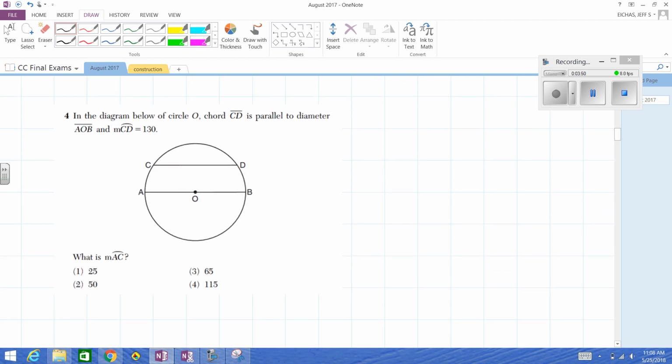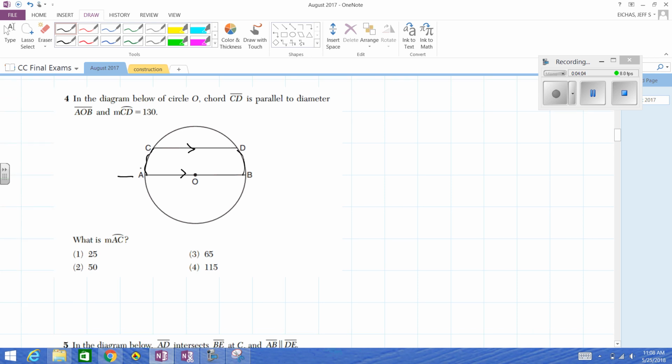All right, with this one, there is a theorem that's a shortcut. When chords are parallel, the arcs in between them are congruent. So, a couple of ideas. All the way from here to here is 180. From here to here is 130, leaving us with 50 that we should split in half.